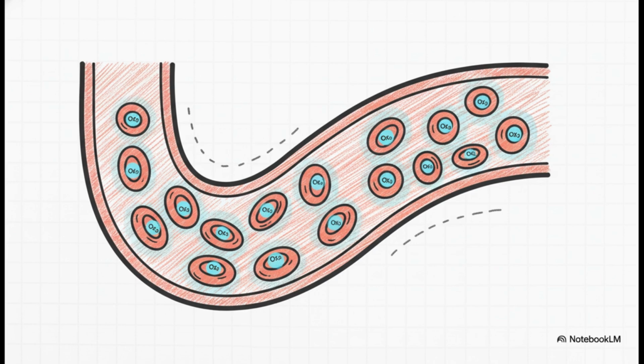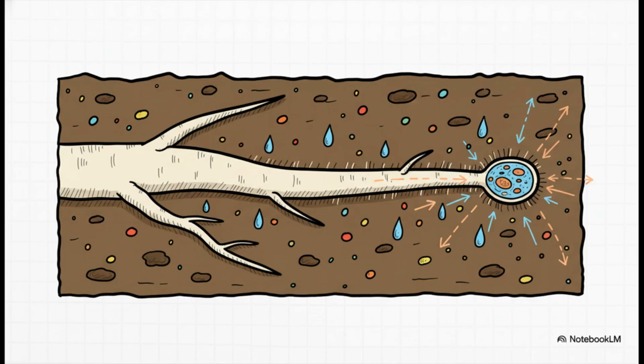They're literally the tiny delivery trucks for your whole system. And it's not just animals. Plants have specialized cells too, of course. Check out a root hair cell. It has this long, thin extension that gives it a massive surface area. Why? Well, it makes it fantastic at soaking up all the water and minerals it can from the soil.